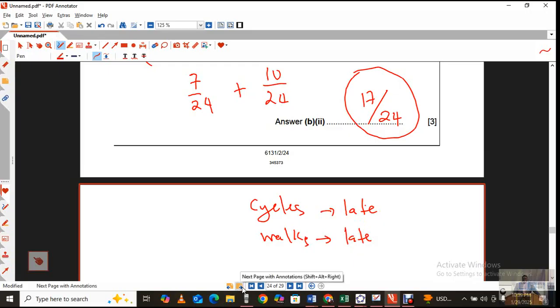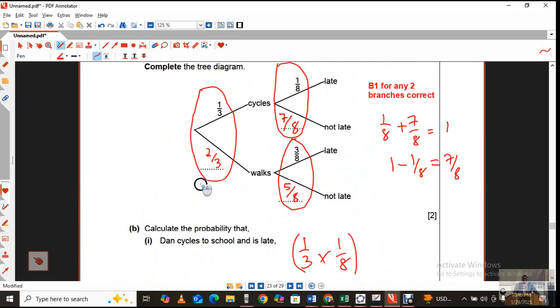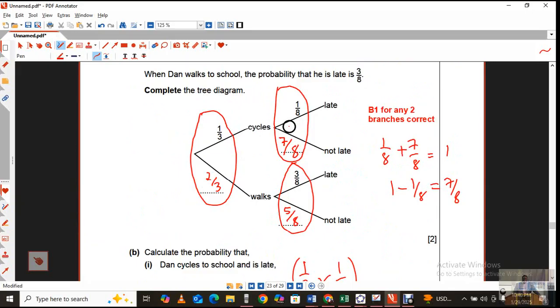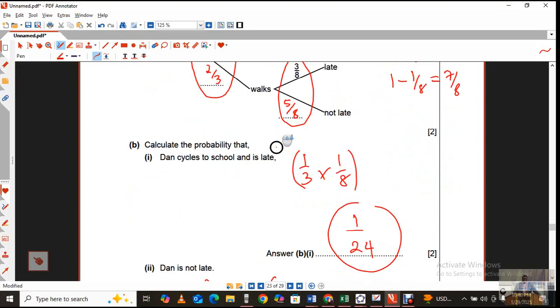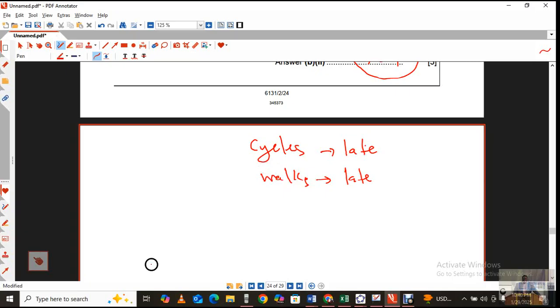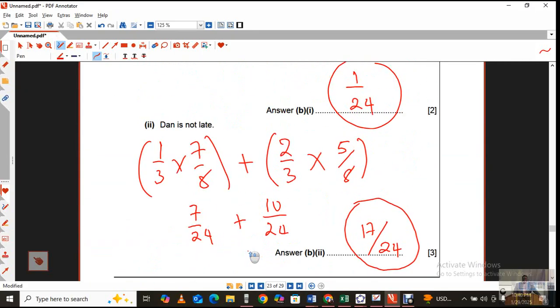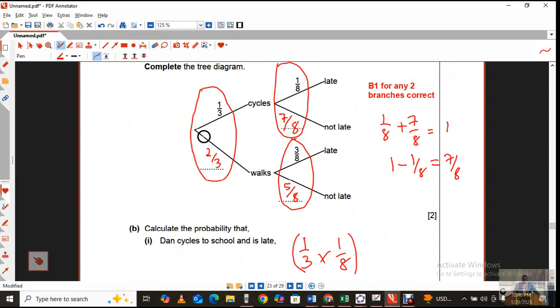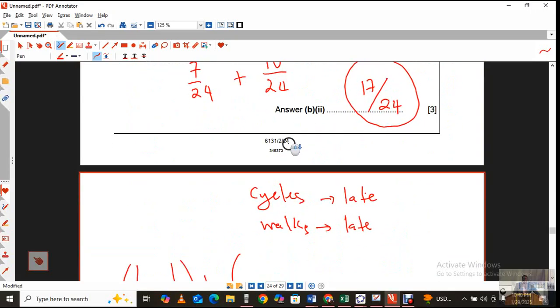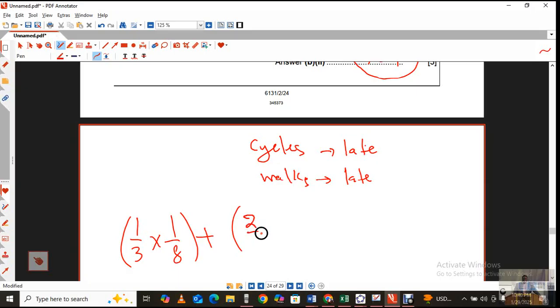Let's go back to our diagram. What is the probability of cycling? Cycling is 1 over 3. And what is it when he's late? When he's late, 1 over 3 times 1 over 8. So cycle and late, 1 over 3 times 1 over 8. I'll write it down. 1 over 3 times 1 over 8. There's also walking, so I have to go to walking again. Okay, want to find late. Walking is 2/3, remember? So it's 2/3 times late. 2/3 times 3 over 8. 2 over 3 times 3 over 8.